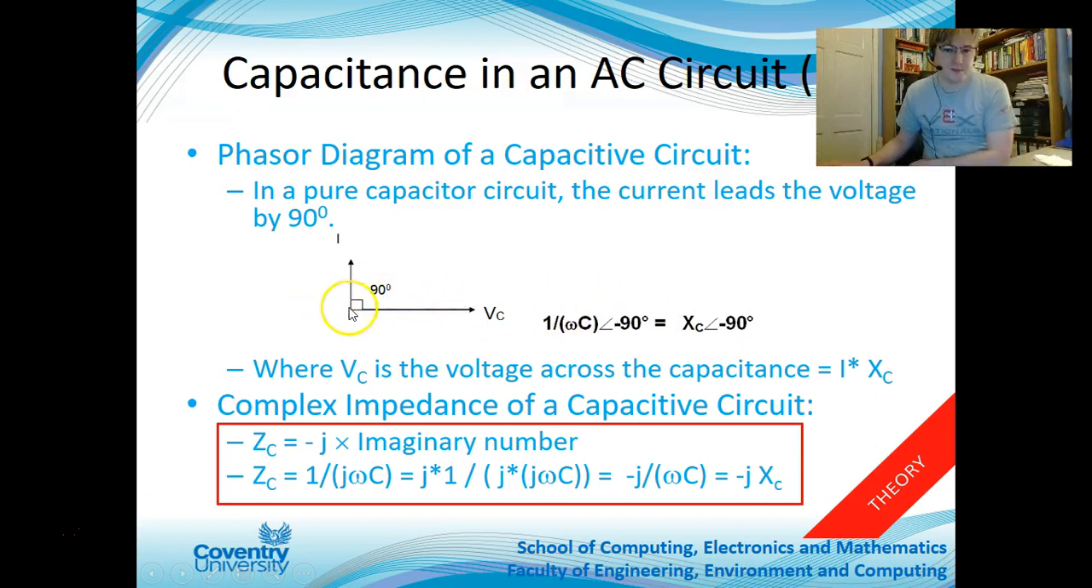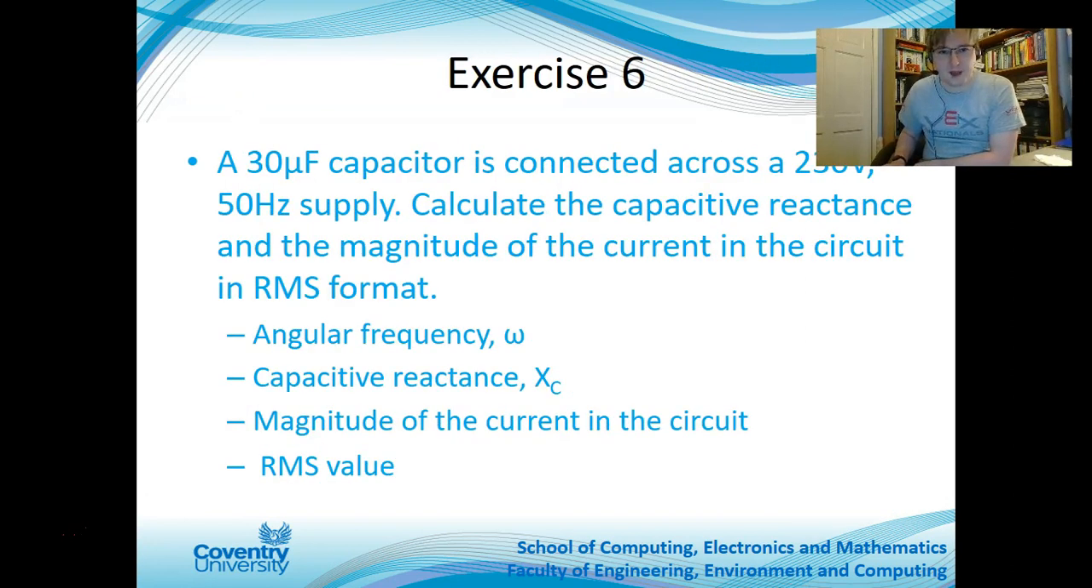If we draw this on the phasor diagram, our VC would be at 0 degrees as our reference point, so our current would be pointing up at an angle of 90 degrees. But because this is a minus j term, the actual capacitive component points downwards, so that's why XC or ZC has a phase angle of minus 90 degrees. And then here's an exercise to reinforce the capacitor theory.